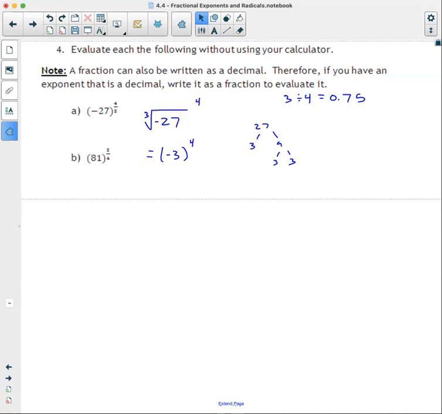Okay, so we can simplify that further. So negative 3 times itself 4 times. So negative 3 times negative 3 is 9. Times negative 3 is negative 27. Times negative 3 is positive 81. Okay.